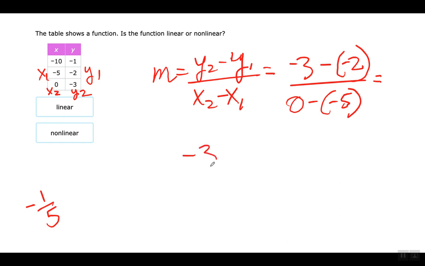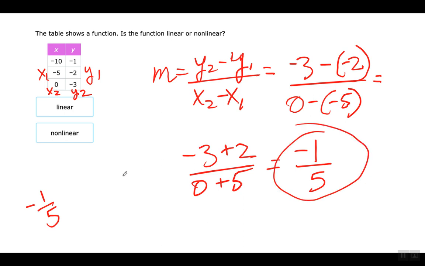Alright, so that's going to become negative 3 plus 2 and 0 plus 5. So on the top, negative 3 plus 2 is negative 1. On the bottom, 0 plus 5 is 5. So they both gave me the same answer. So it's linear.